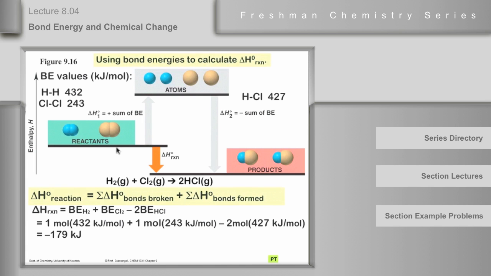So what do you need to do? You need to determine the reactants and the products and the balanced chemical equation. Then delta H reaction is equal to the summation of the bonds in the reactants plus the summation of the bonds in the products, all of them.